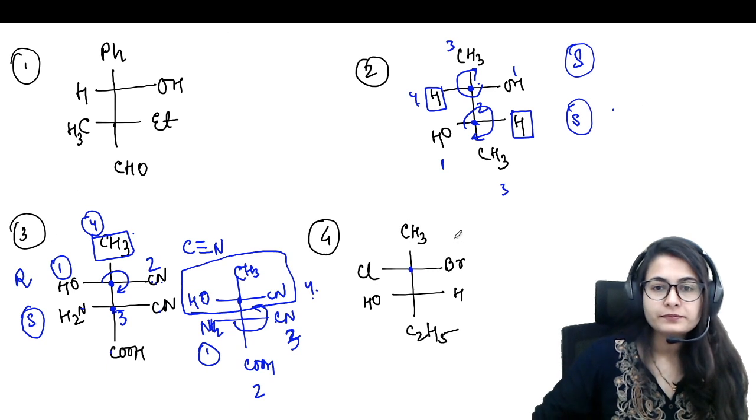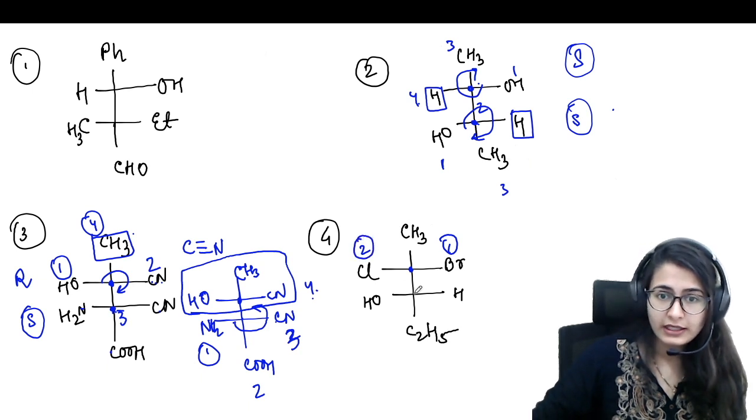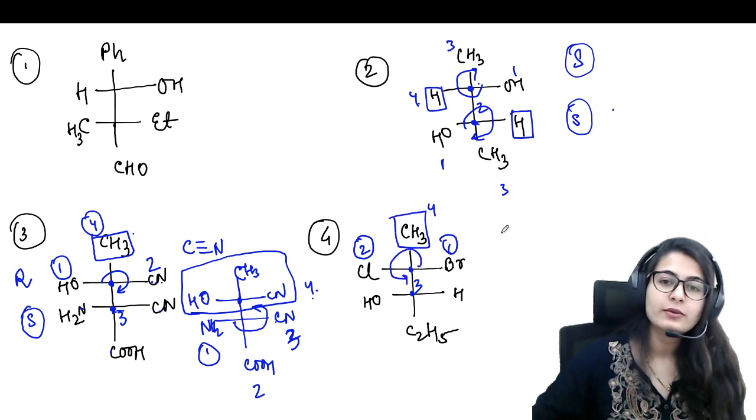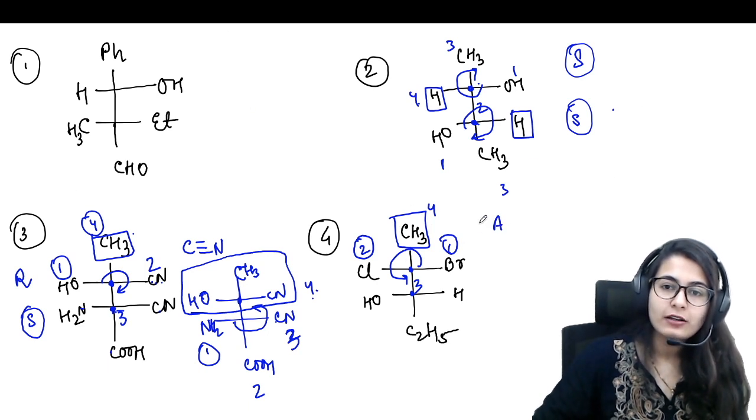Last one, greater atomic number. Bromine is the one having greater atomic number. Then comes chlorine. Then comes the carbon connected to oxygen. And then finally comes the methyl as the fourth priority group. So 1, 2, and 3 is going to be anti-clockwise. Vertical anti-clockwise is going to be S.